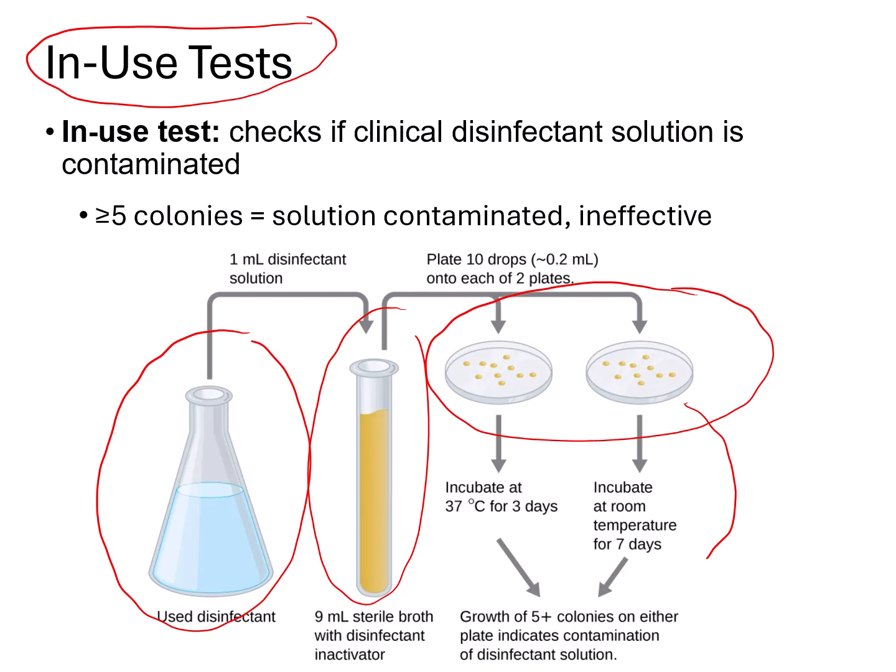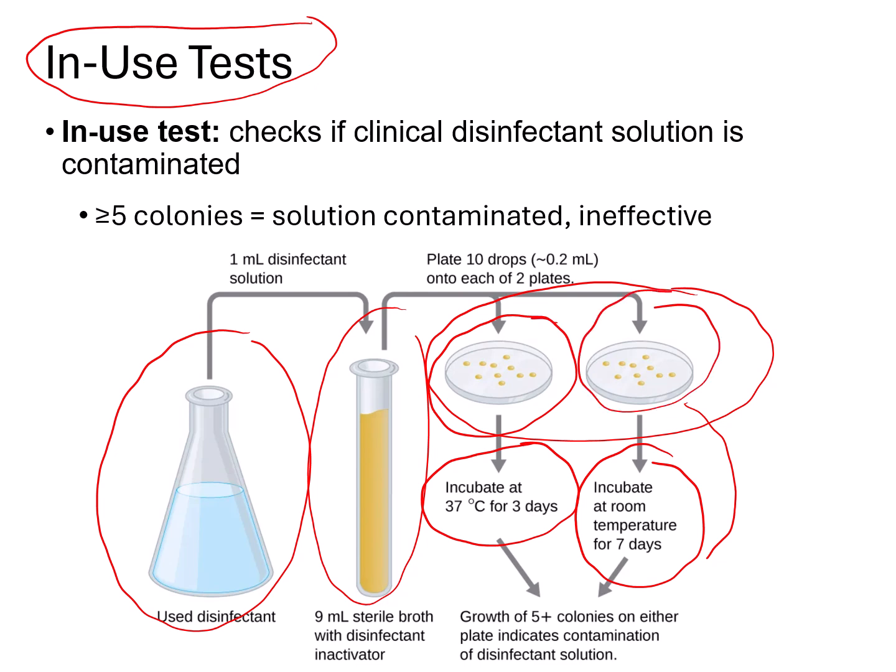So this method helps hospitals monitor disinfectant integrity over time, especially when the same solution is used and reused in different cleaning protocols. So if you look at the incubation very closely, we're going to incubate 2 different plates. One of them is for 3 days at 37 degrees Celsius. The other one is at room temperature for 7 days. And a growth of 5 or more colonies on either plate indicates contamination of that disinfectant solution.